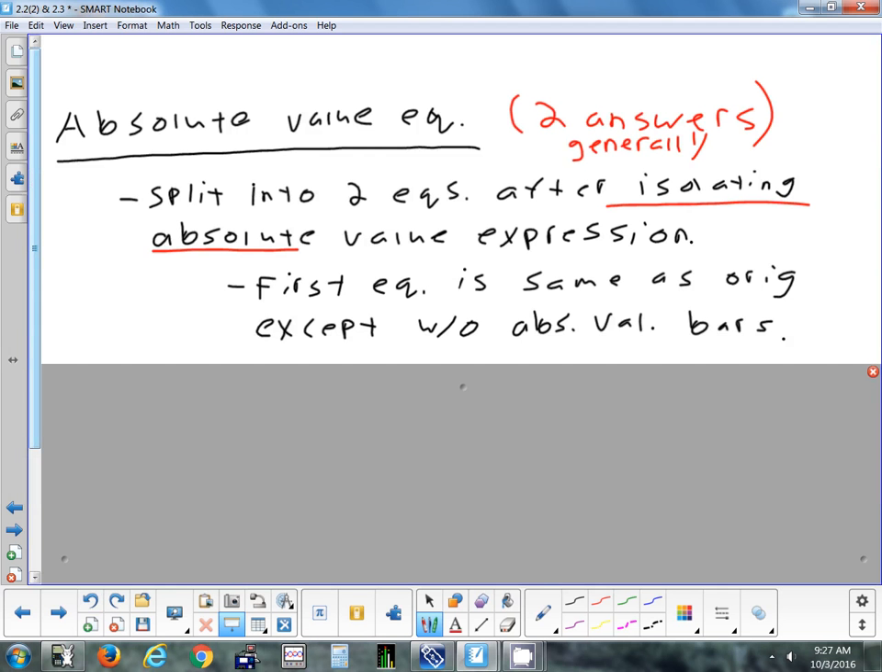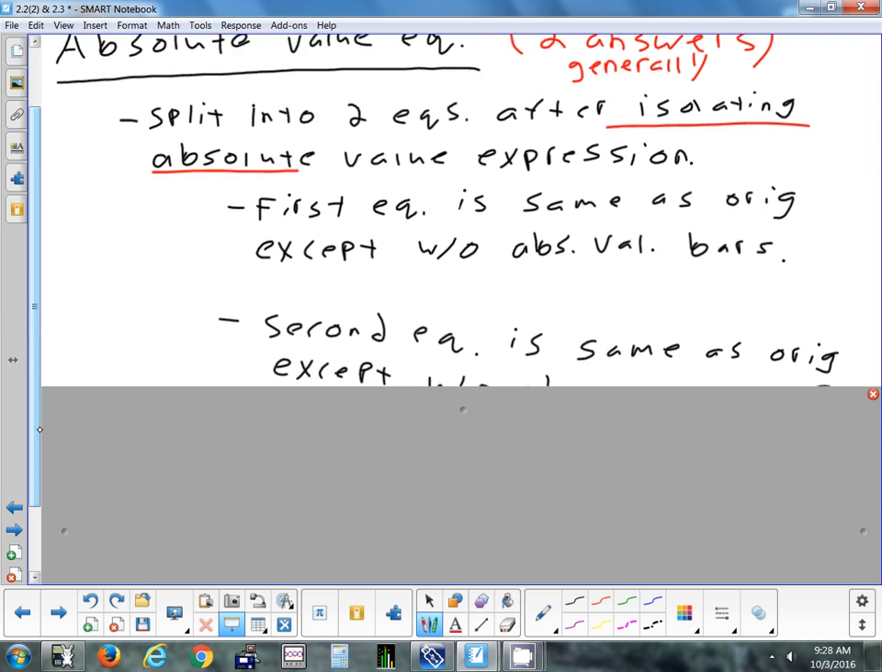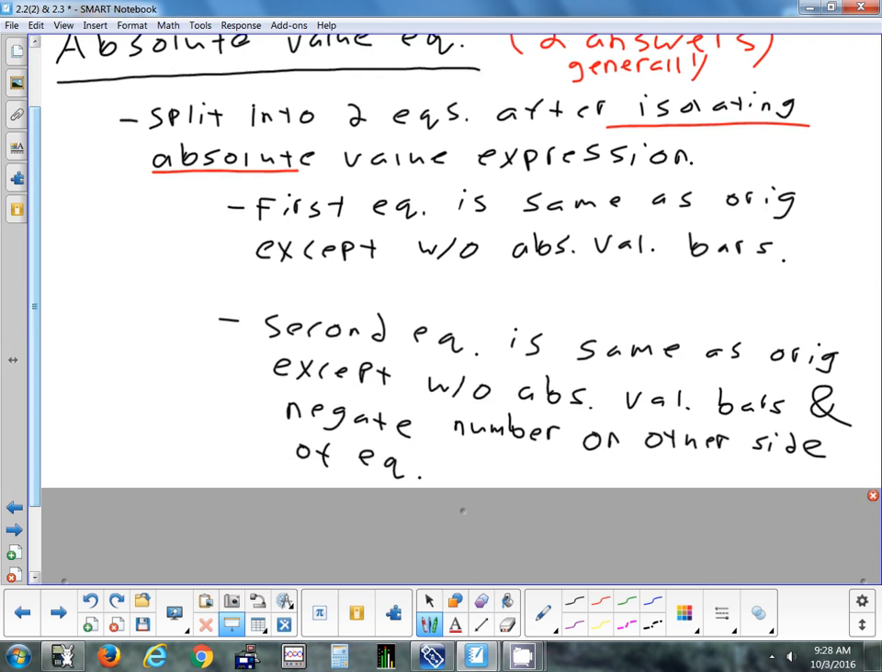But the first equation that you split it into is exactly the same as the original. Just take away the absolute value bars. So you're going to copy down exactly the problem that I give you, just take away your absolute value bars. Now for the second equation, you've got to do everything you did to get the first one, and one more thing. So copy down the original, except you get rid of the absolute value bars again. So far, the same thing.